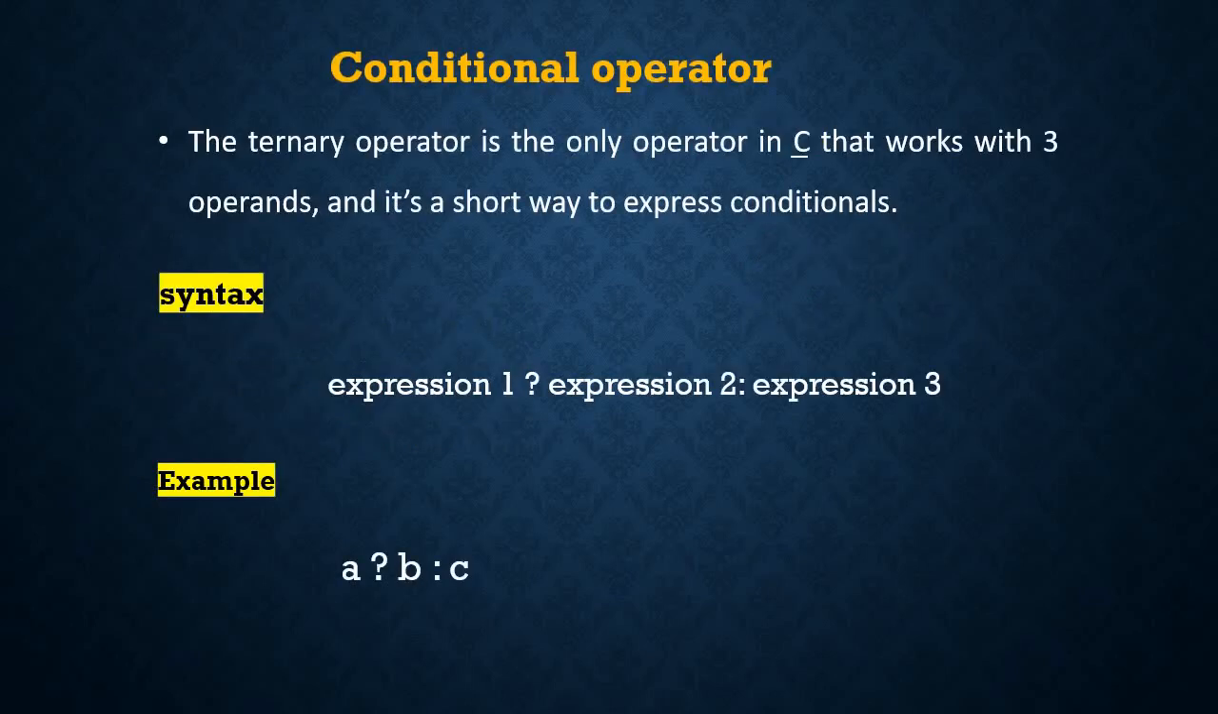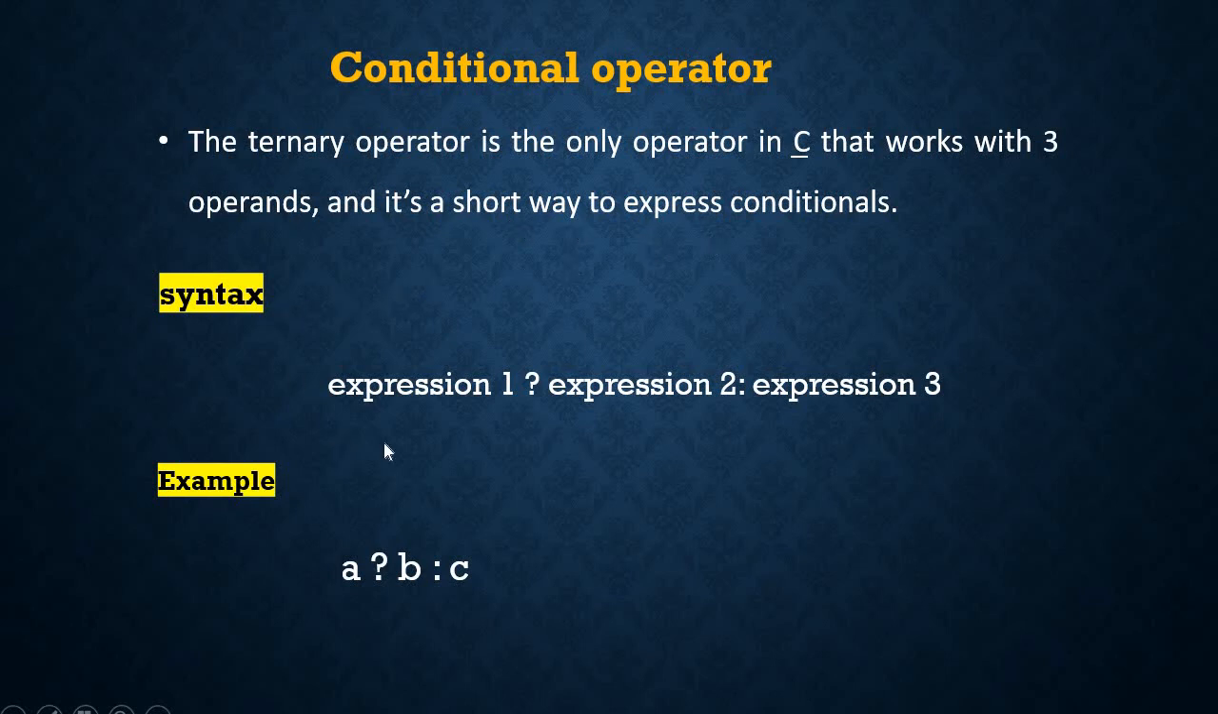Conditional operator, this is a replacement for simple if. The ternary operator has three operands: first an expression, expression 2, expression 3. As we have three operands, we call it the ternary operator. It is the only operator in C that works with three operands, and it is a short way to express the conditional.